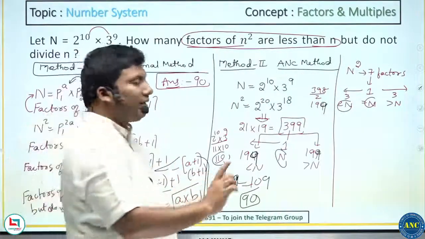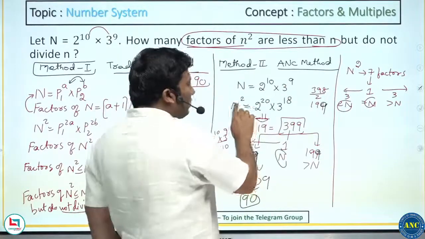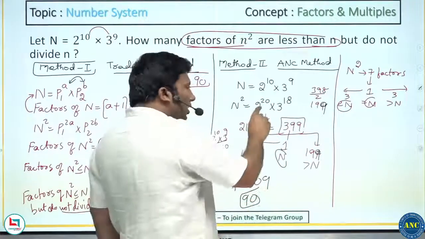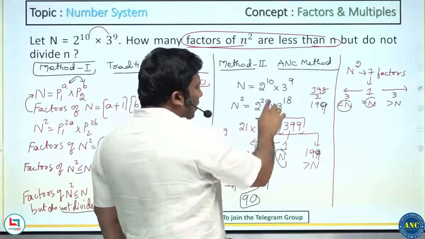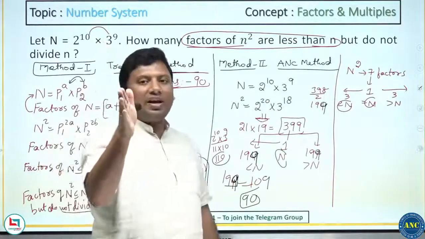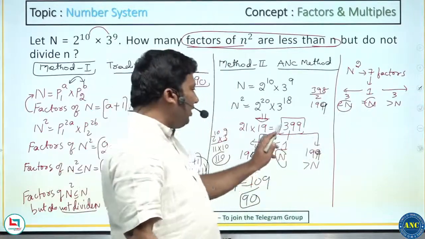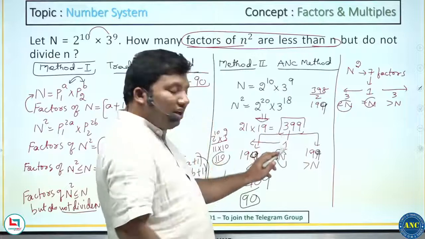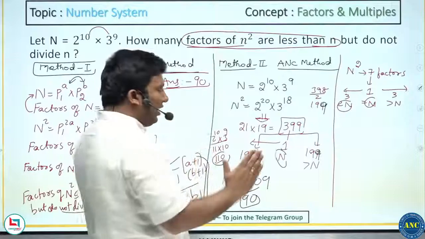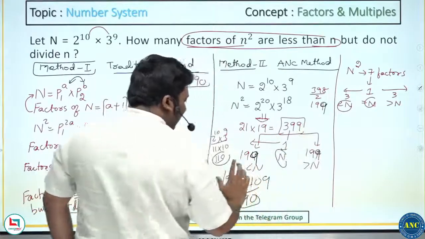Again, I am repeating it. N is 2 power 10 into 3 power 9. N square will be 2 power 20 into 3 power 18. How many factors will be there for this number? 21 into 19 is 399. 399, it is a perfect square, odd number of factors. One factor will be equivalent to n. Remaining how many are there? 398. 199 will be less than n. 199 will be greater than n.